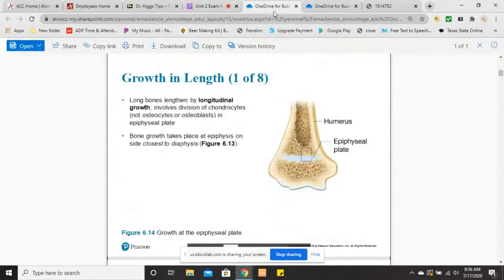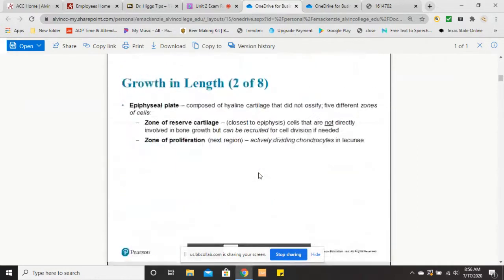So we're talking about growing bone in length. And I told you it involves the epiphyseal plate. Well, turns out this is going to help you to grow because it's made up of cartilage cells. You could almost imagine you're doing endochondral ossification still. So we're replacing cartilage with bone. That's why you're using the epiphyseal plate.